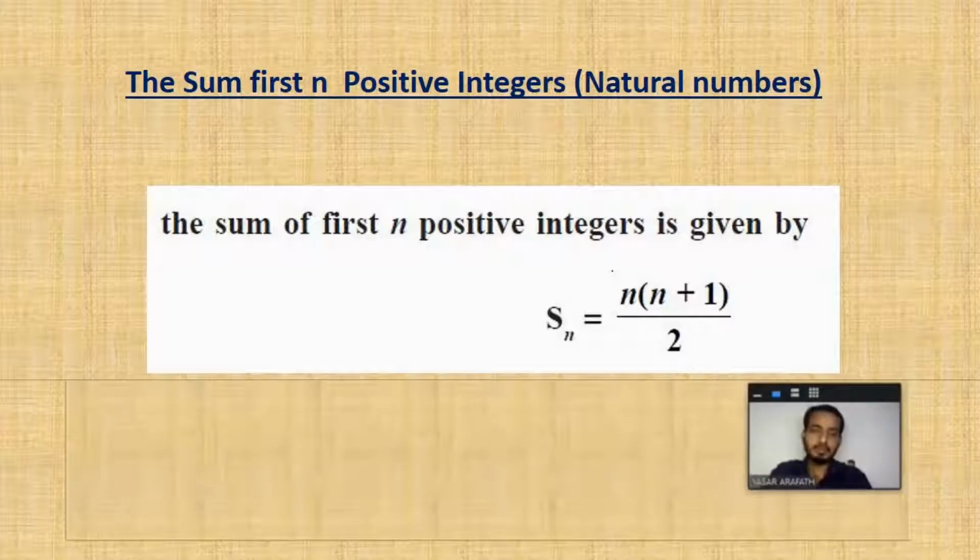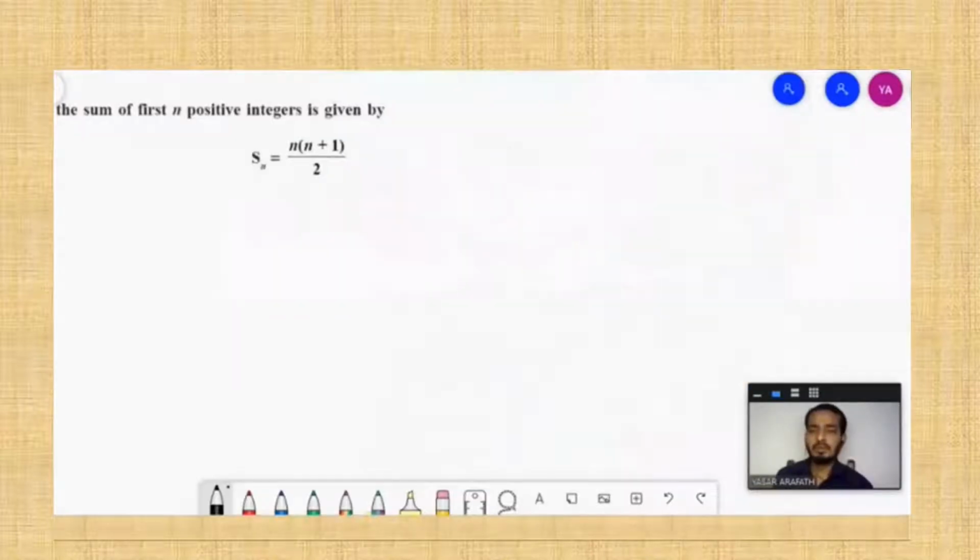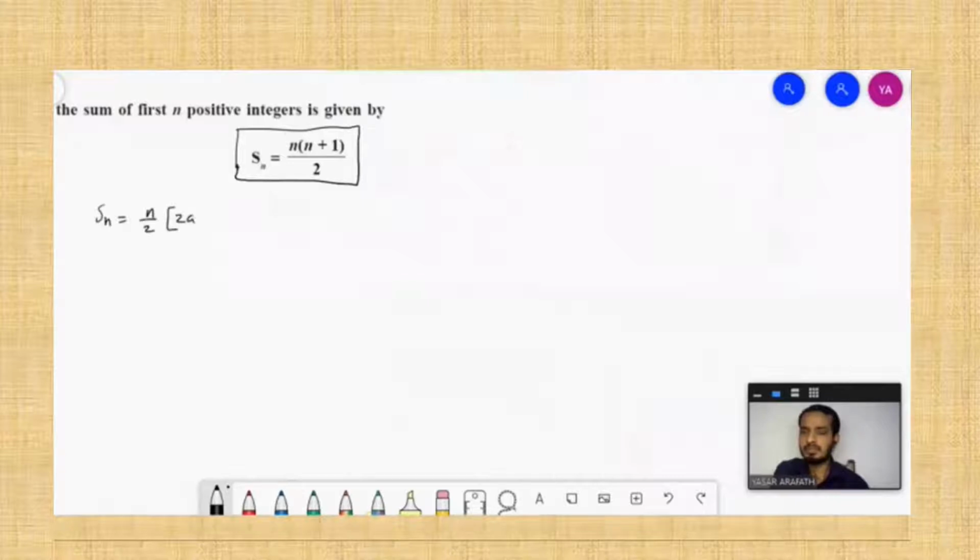Sn is equal to n by 2 into 2a plus n minus 1 d. So what will happen if the progression is positive integers? You can reduce the formula into like this. Okay, we will see here. We want to form this formula. Very simple formula. You can apply when you have to find the sum of natural numbers or first n positive integers. So we form this formula from the sum formula Sn is equal to n by 2 into 2a plus n minus 1 d.